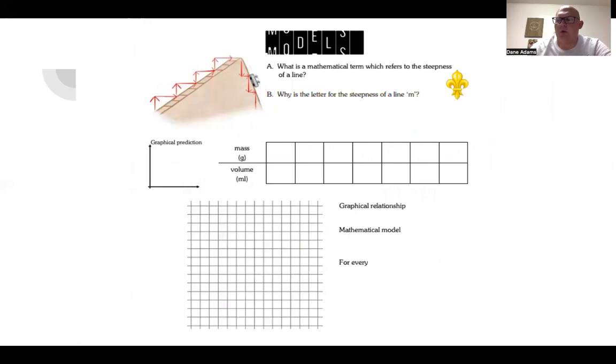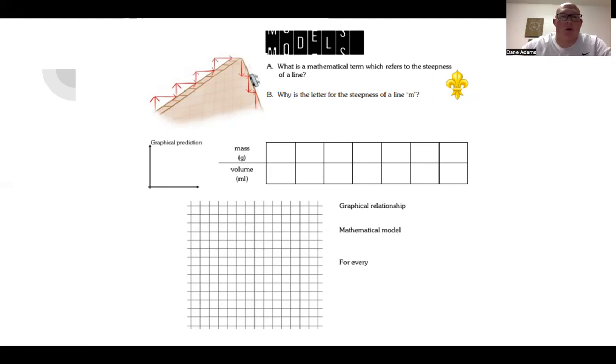Let's answer those first 2 questions, A and B. A says, what is a mathematical term which refers to the steepness of a line? Let's take about 15 seconds and discuss that question with your partner. 15 seconds, go. And that's your time.